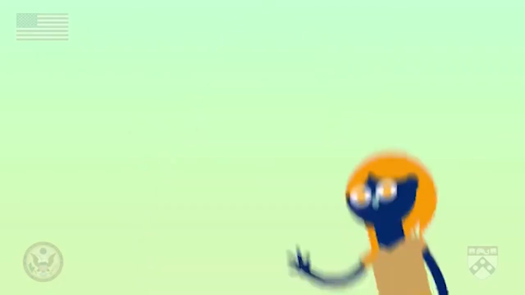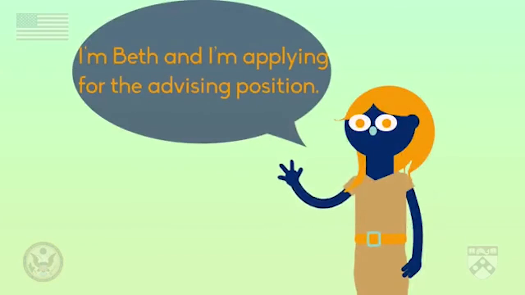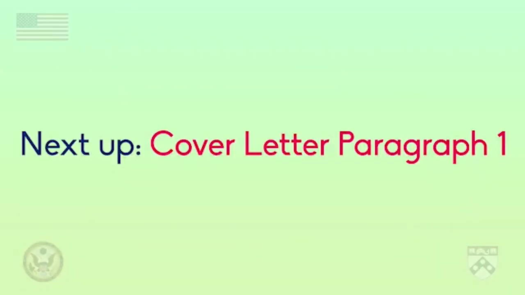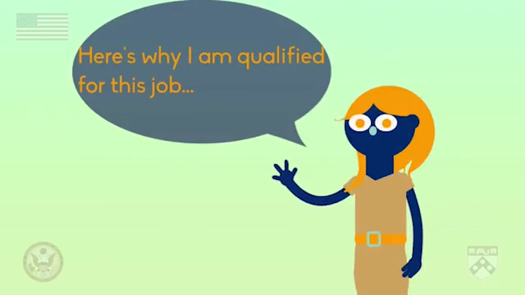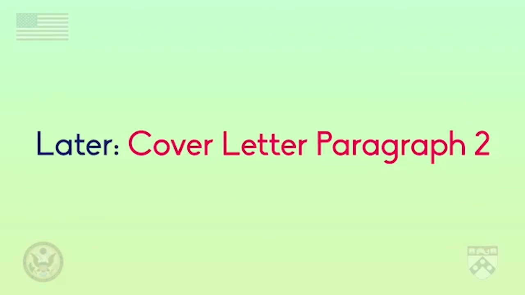The opening paragraph tells the reader that you are applying for a specific job. We will talk about different ways job seekers write this information in the next video. The middle paragraph is where job seekers explain their skills and how they are qualified for the specific job. We will look at examples and discuss how to write this paragraph in a later video.